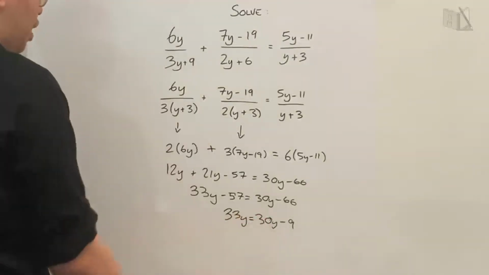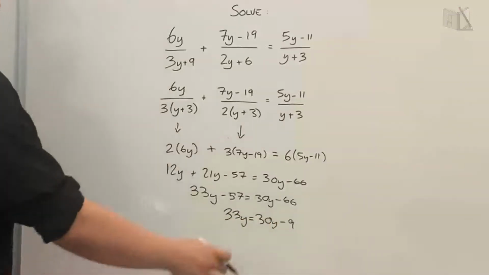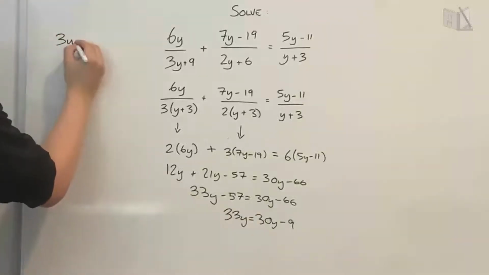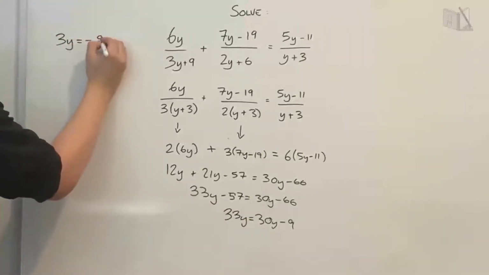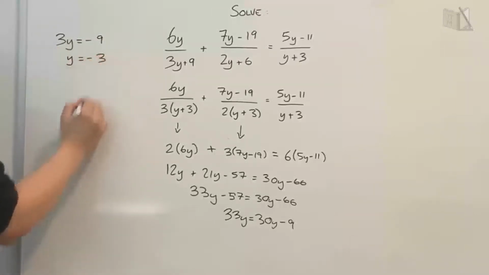So we will have 3y equals minus 9. And now we divide both sides by 3, y equals minus 3.